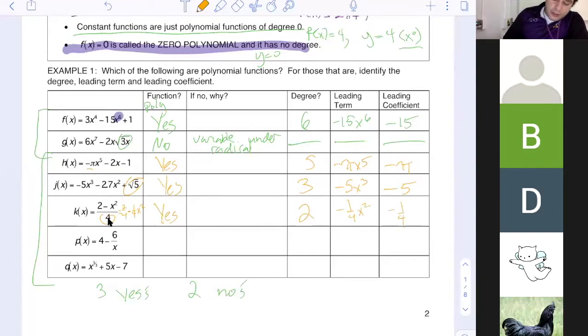All right, now the last two, by process of elimination, you know that those are no's. And here's why. We have a variable in the denominator. And this is a no because we have a non-integer exponent. Okay, and those are the two no-nos. So that goes out.